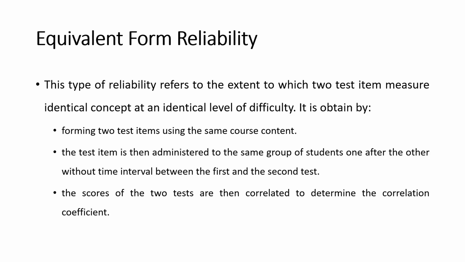Thereafter, the two scores are collected and computed using Pearson product moment correlation coefficient in order to determine the correlation coefficient. If the score ranges between 0.7 and 1, then we conclude that it has equivalent form reliability, meaning that the two test items can serve the same purpose.